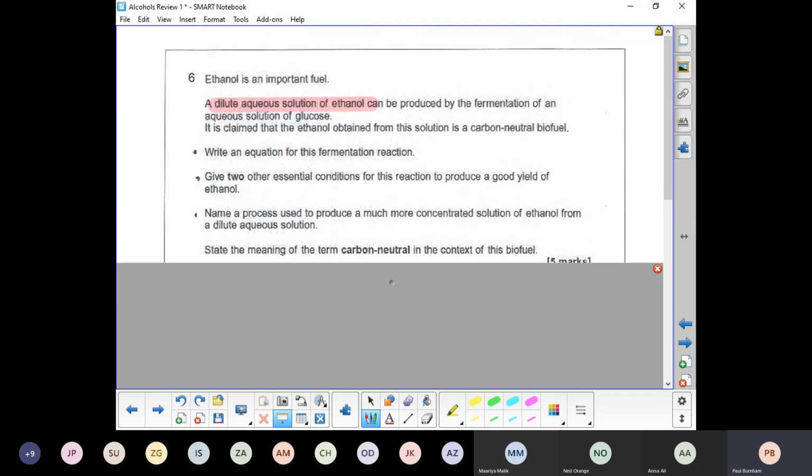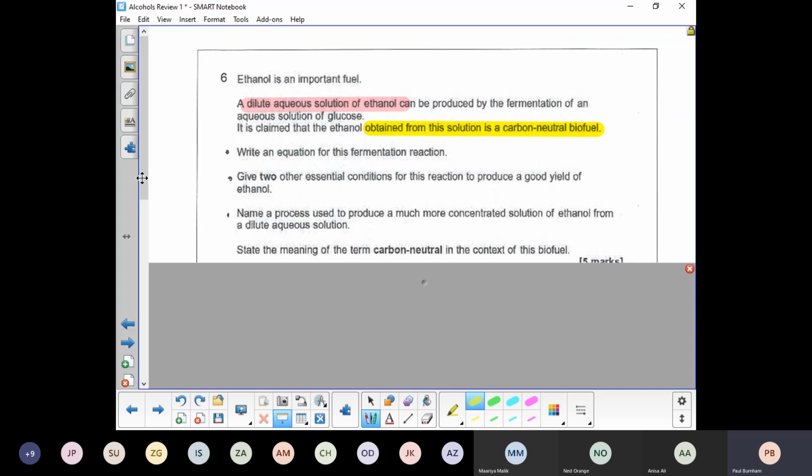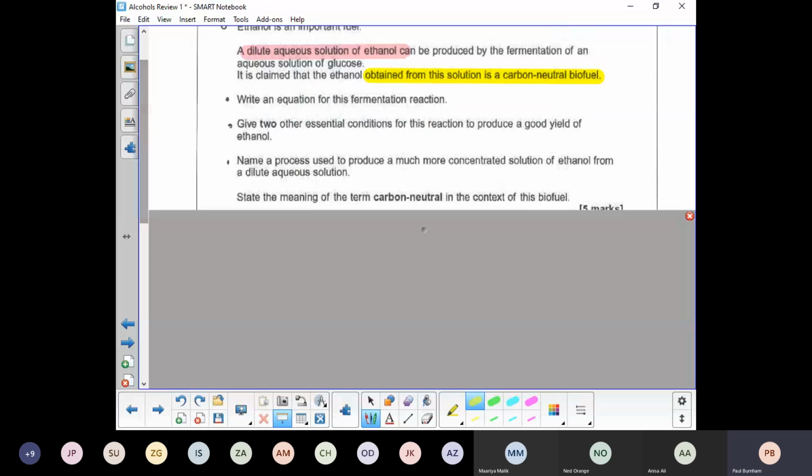And of course you can see here that at the end of this sentence, or this little section, I'm told that it's suggested that this therefore could be classed as a carbon neutral biofuel. What am I expected to do with this particular question? Well, I've got these key statements that I'm being asked. Can I write an equation for the fermentation of glucose to give ethanol? Can I state 2 of these essential conditions that would give me a good yield?